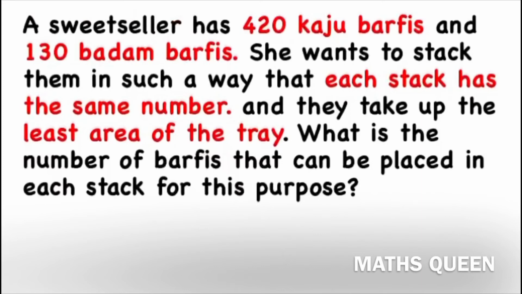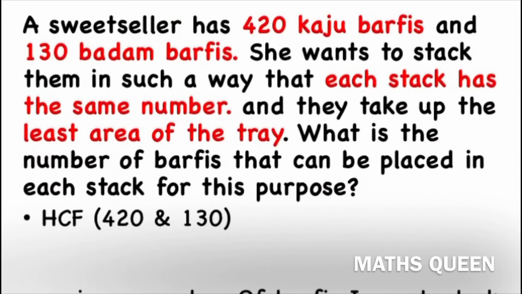A sweet seller has 420 Kaju Barfis and 130 Badam Barfis. She wants to stack them in such a way that each stack has the same number and they take up the least area of the tray. What is the number of Barfis that can be placed in each stack for this purpose? Here each stack should have the same number of Barfis, that is, there is a common factor between 420 Kaju Barfis and 130 Badam Barfis, and it should be the highest common factor, only then the area occupied by the Barfis will be least.